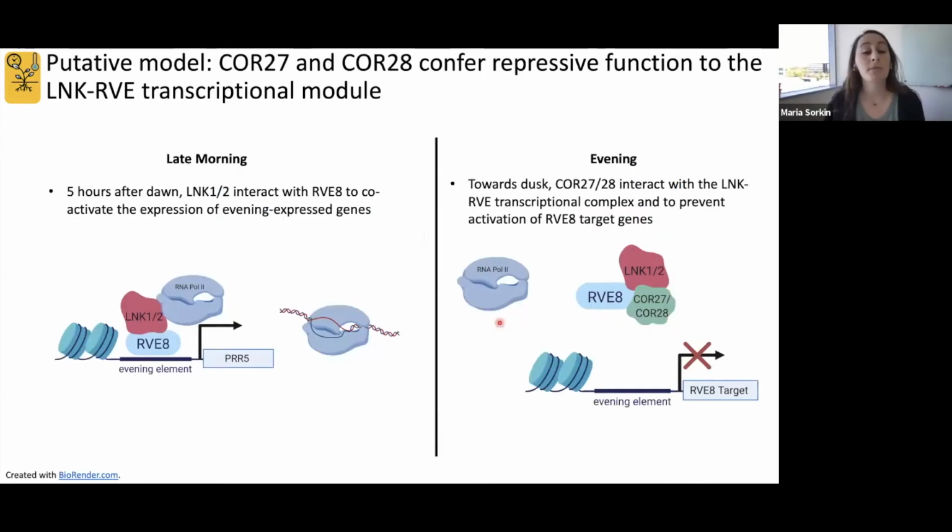Okay, so based on the data that we've gathered so far, we've put together the following model, where in the late morning, about 5 hours after dawn, link 1 and 2 are interacting with Rev8 to fulfill their canonical role as co-activators of evening expressed Rev8 target genes, like PRR5. In the evening, we believe that core 27 and 28 are interacting with this transcriptional complex to prevent activation of these target genes, possibly by sequestering this complex or another mechanism.